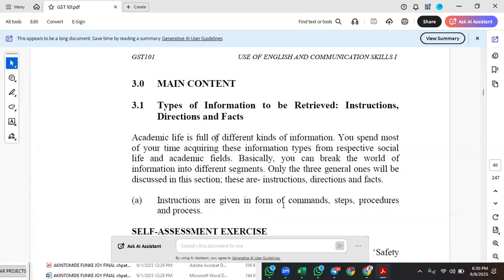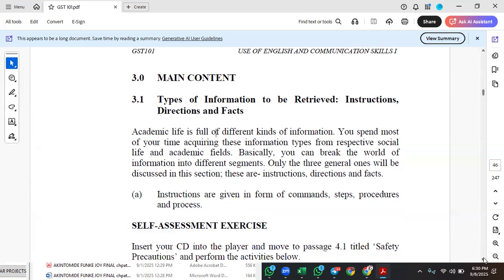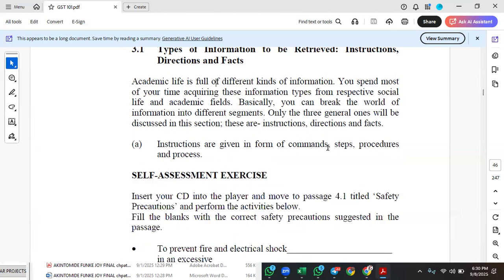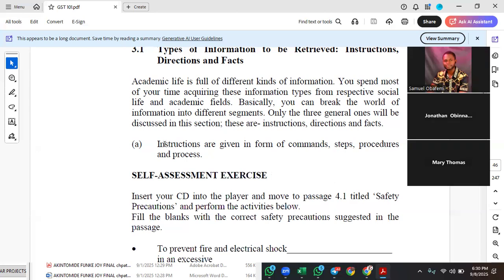Now, instructions are given in the forms of commands, steps, procedures, and process. So when you see in your exams that dash are given in the form of commands, steps, procedures, and process, you know that what they're asking you is what? Instructions, not instruction. Instructions, because we have a plural here. Instructions are given in form of commands, steps, procedures, and process. Please, let's read it together. Everyone of us unmute. If you are still here, unmute yourself and let's take it together. It's very important you know it. Instructions are given in the form of commands, steps, procedures, and process.